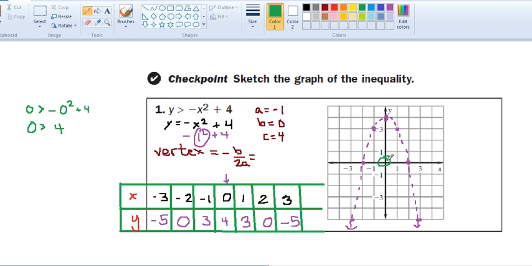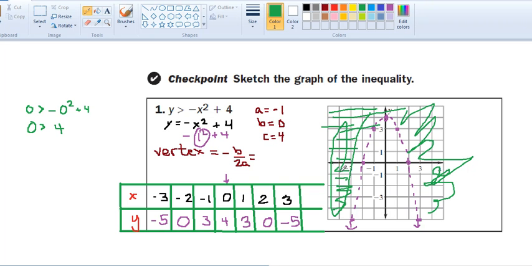So since that point right there, the origin, doesn't work, that means nothing on the inside of the parabola works. So what we're going to do is shade all this stuff on the outside. We're saying that all of these things right here are solutions for the inequality. And hopefully your shading looks just a little bit better than mine. We should be seeing that everything on the outside of the parabola is a solution, and then everything on the inside is not a solution.